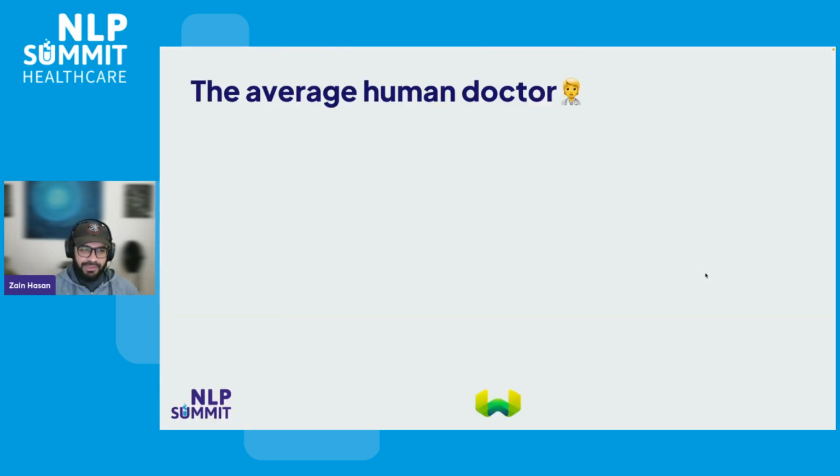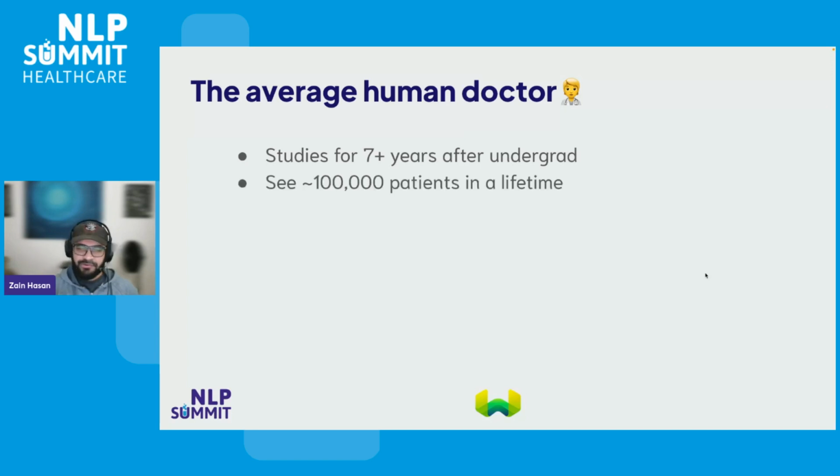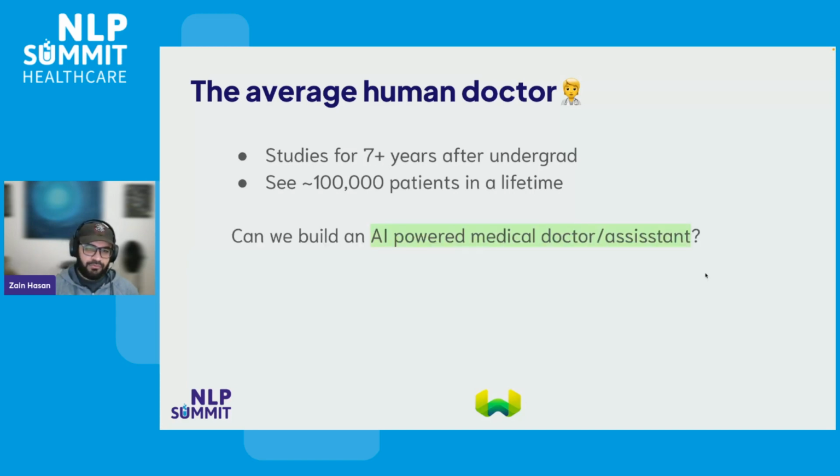If you think about the average human doctor, they study for 7+ years after their undergrad, so 4 years of undergrad and then 7+ years, and this can increase depending on what specialty they go into. On average, they see about 100,000 patients in their entire lifetime. You can think of this as their training data for the incremental patient that they're seeing. Their performance depends on how many patients they've seen and how much they've studied. So my question was, could we build an AI powered medical doctor or an assistant?